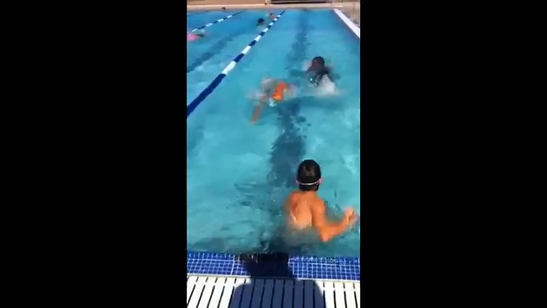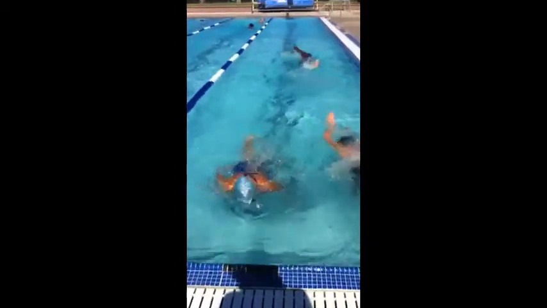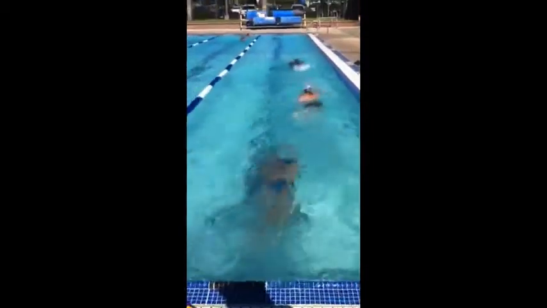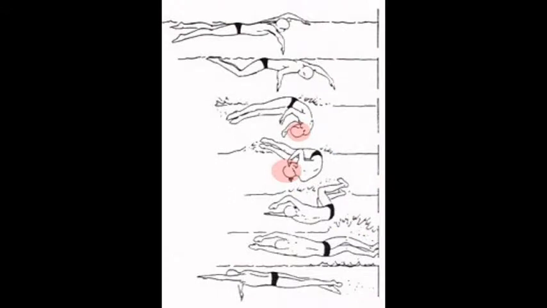Flip turns also use the same kinetic and potential energy because it kicks off the wall, but there's also factors that come in when you're going into the wall and when you're leaving it. So in picture 1, you see your arms are pulling you forward into the wall using the force. Then in pictures 3 and 4, you see the potential energy and kinetic energy coming into effect.